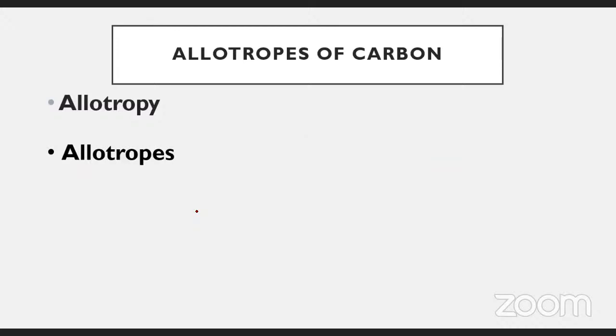Let's look at what we call allotropes of carbon. If you remember very well, among these objectives, we say that by the end of this lesson, we should be able to define allotropy and allotropes. The word allotropy comes from the word allotropes. So anybody who knows what allotropy means?